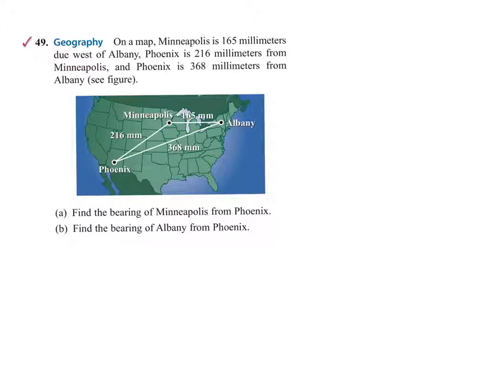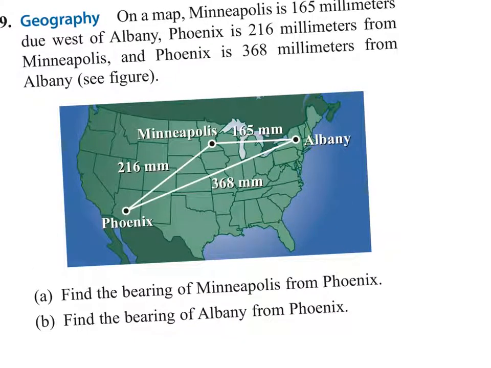All right, so this one says the information's already labeled, right? The distance between Minneapolis, Albany, and then Phoenix. And it says find the bearings of Minneapolis from Phoenix. So I'm starting at Phoenix, and I need to go to Minneapolis. So I can put my north-south line through Phoenix. I know I have to go north and I have to go east. So I know that's going to be the direction part of my bearings.